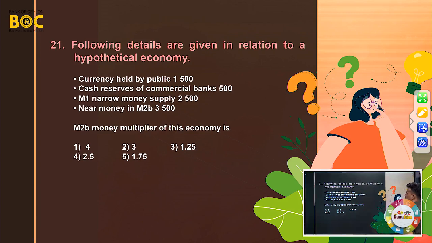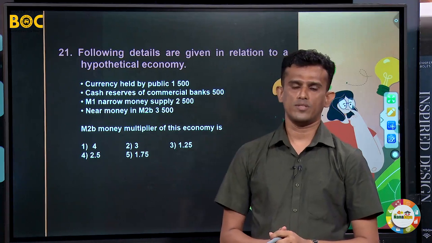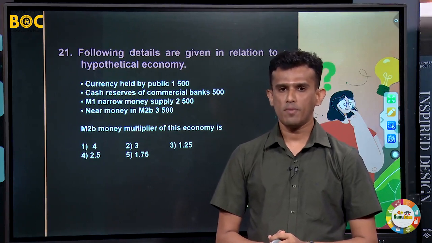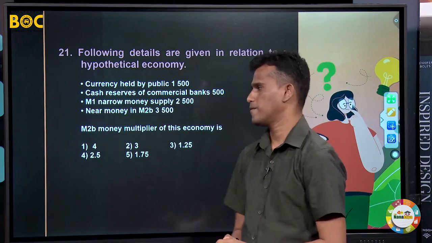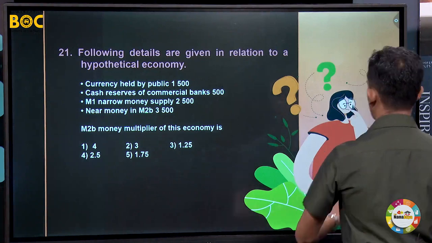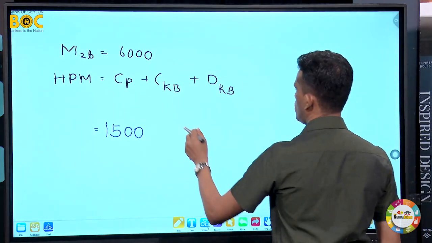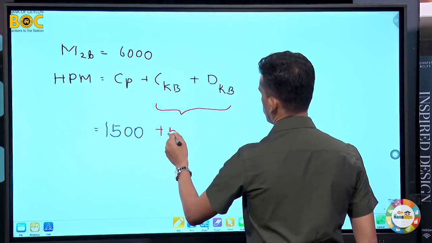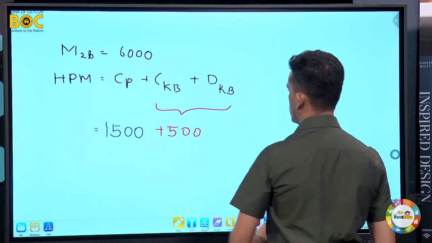And then the next detail given here is cash reserves of commercial banks. The cash reserve of a commercial bank comprises of two components. One is currency held by commercial banks. The other one is the deposits held by commercial banks in the central bank. So therefore, the cash reserves of commercial banks is 500 means what? It is the total figure of both the currency held by commercial banks and the deposits held by commercial banks in the central bank.